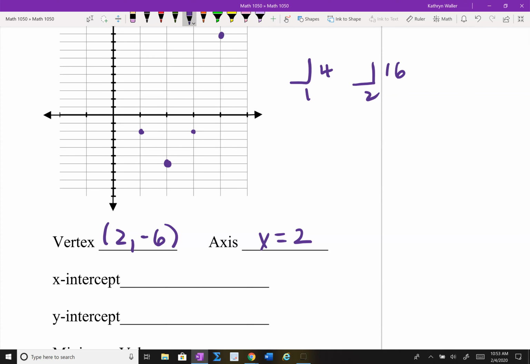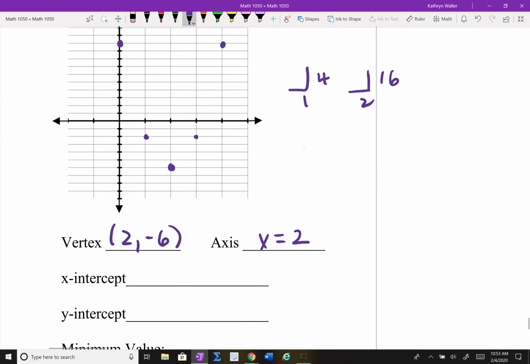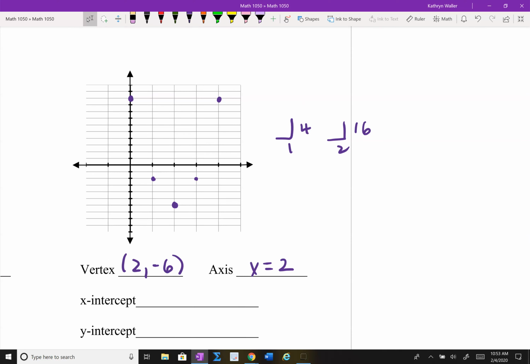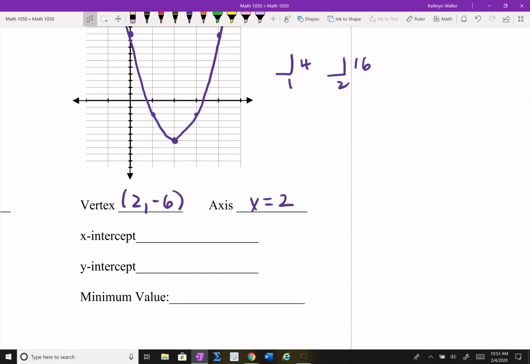And I gave you enough points to do that. My graphs on your tests and quizzes are always going to be a good fit for the graph. Okay, it'll be nice like that. So if your graph is like clear off the grid on a test or quiz, you're probably doing something wrong. Okay, x-intercepts, ew, they're not good. So I'm going to skip it.